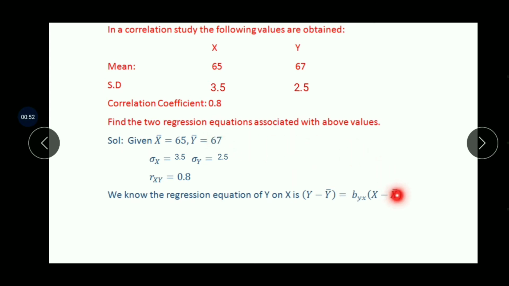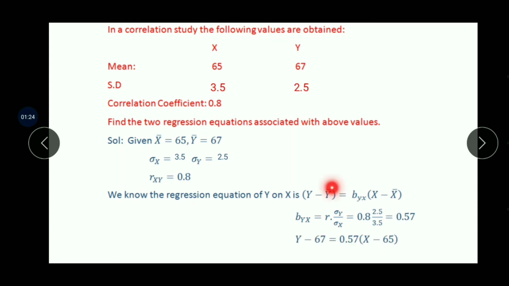We already know x bar is 65. We need to find byx, and the formula for byx in terms of standard deviation and correlation coefficient is r sigma y upon sigma x. So we'll put r equal to 0.8, sigma y 2.5, and sigma x 3.5. After solving this, we'll get 0.57.